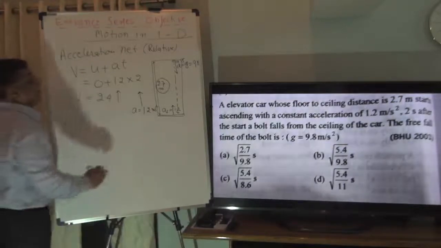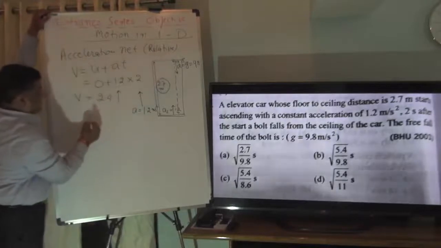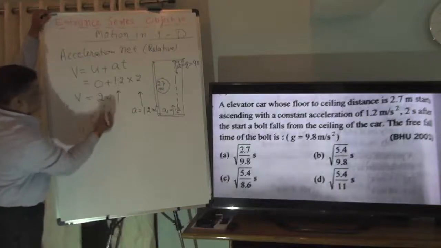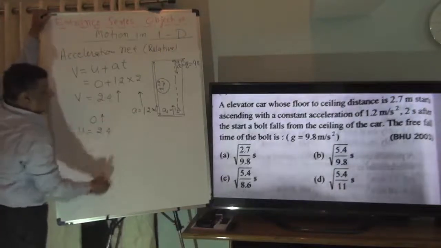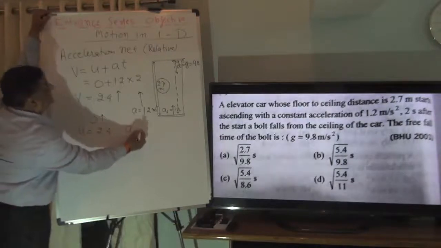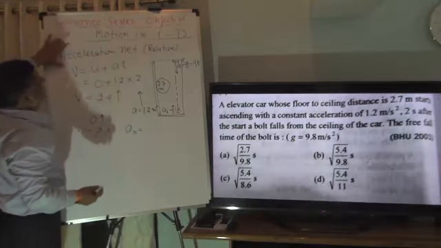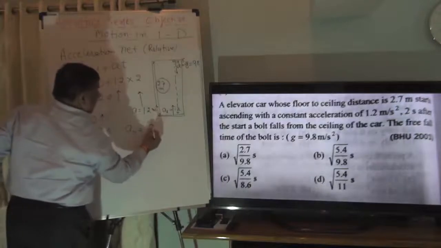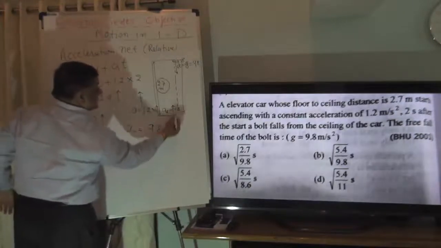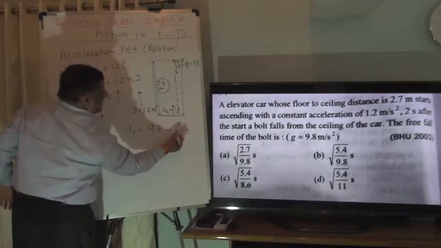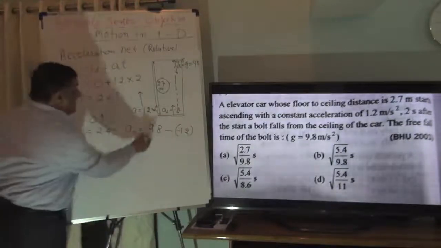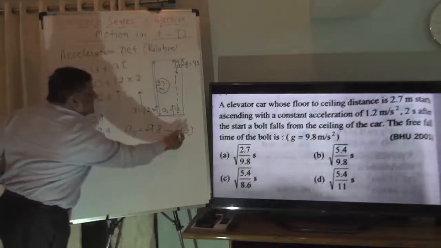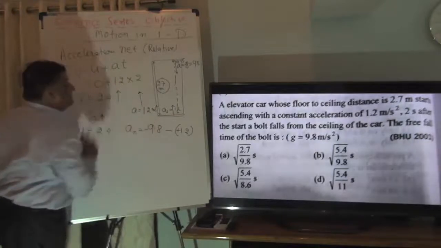Upward. Now look at this bolt. It has got initial velocity upward, 2.4. It has got net acceleration, relative acceleration. How much? 9.8 downward minus 1.2 upward. This is plus, this is minus. Or we can say if upward is plus, then this is plus, this is minus.